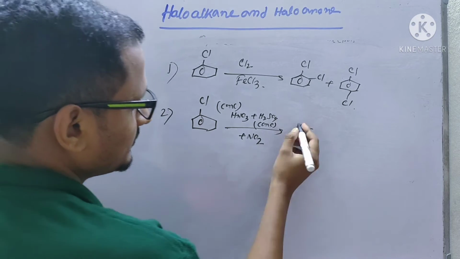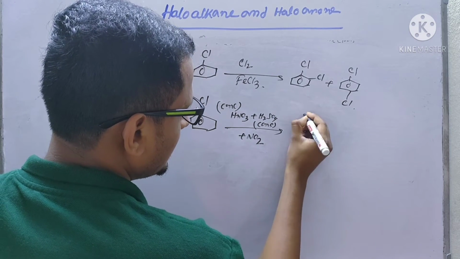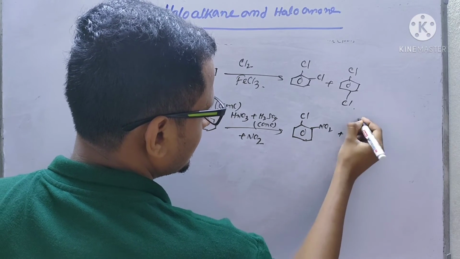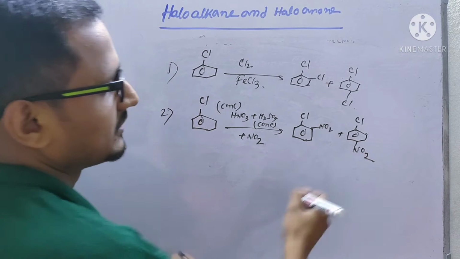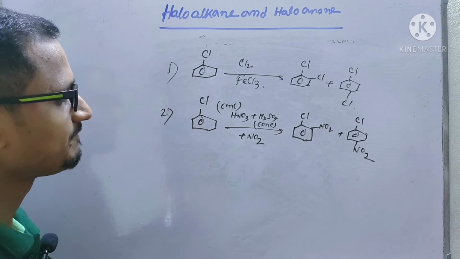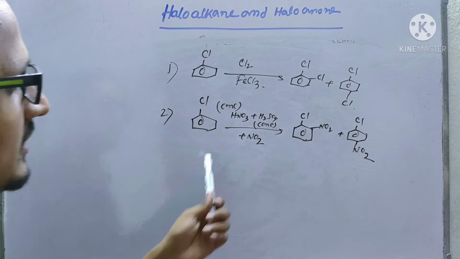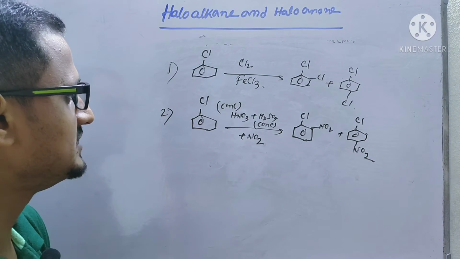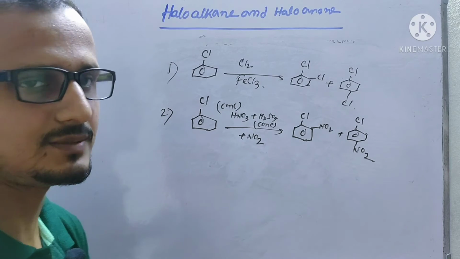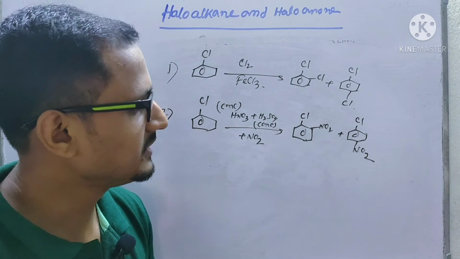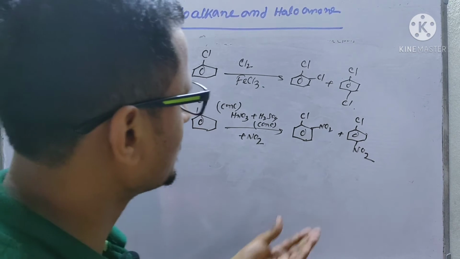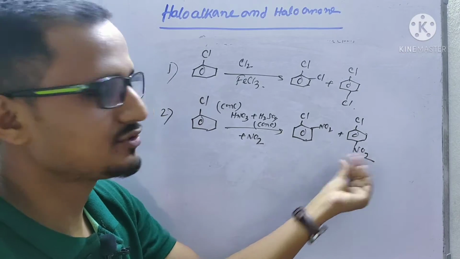Here in ortho position NO2 will be there, and in para position this NO2 will be there. Understood? So I think you have understood. So this one is orthonitrochlorobenzene and this one is para-nitrochlorobenzene. So you are getting orthonitrochlorobenzene and para-nitrochlorobenzene.